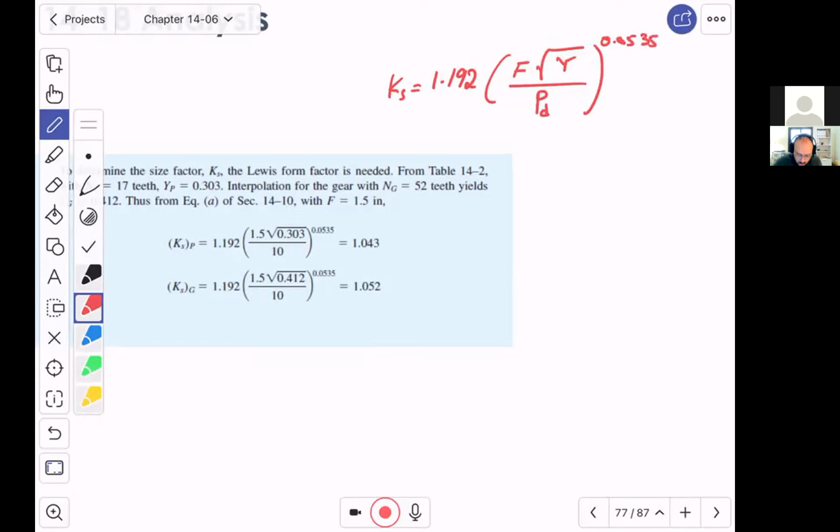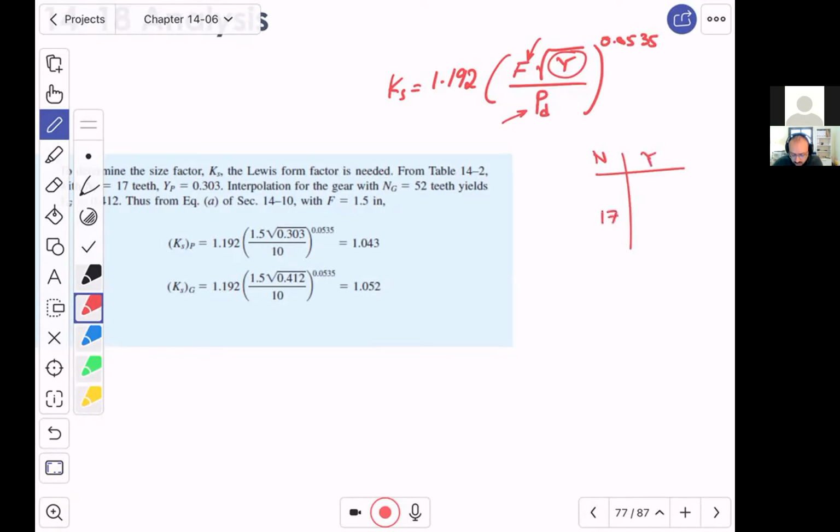Now, F is the face width. Not difficult, it's easy. And this one is the diametral pitch, which is given. Y is a value that we calculated by knowing the number of teeth, and then we get Y.